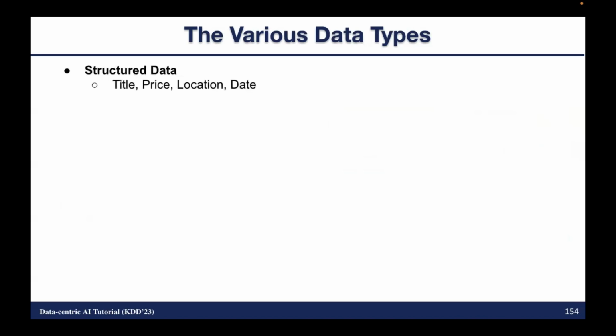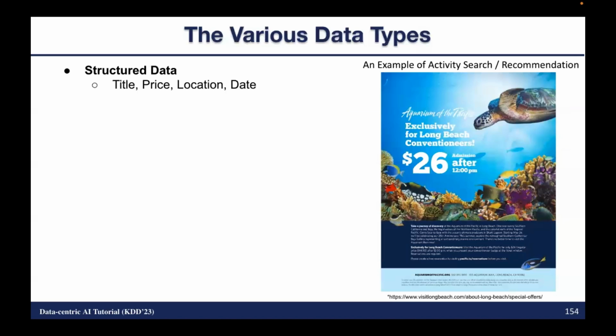The various data types in search and recommender systems. Structured data is most commonly seen. Like this flyer I got from the KDD website. It's an activity recommendation. Looks like there's a very nice quiz around here. You can see the price, date information, location information, and also there is text data, comments here.